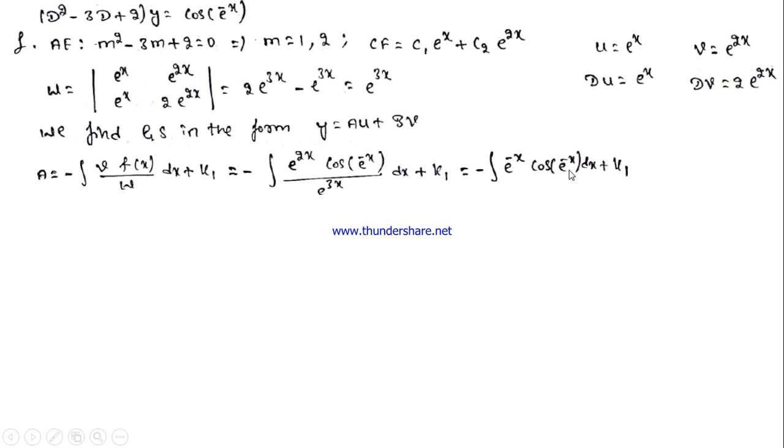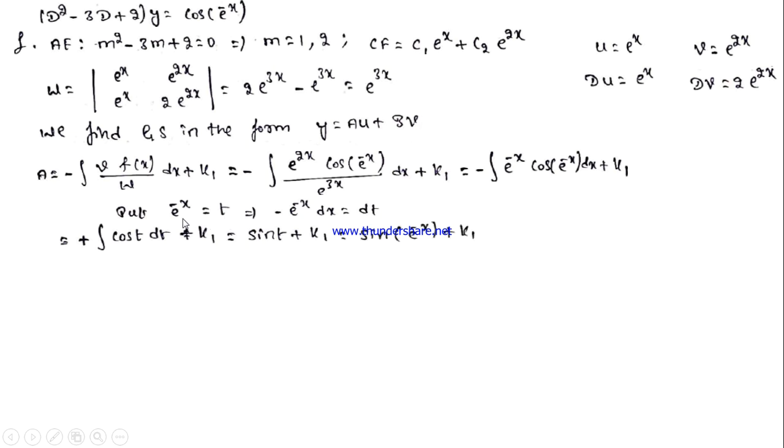I'm assuming that e power minus x is equal to t in this case. That says minus e power minus x dx equal to dt. So minus e power minus x into dx becomes dt. So it is just cos t dt plus k1. Integration of cos t is given by sin t plus k1, but t is nothing but what? E power minus x, so it is sin of e power minus x plus k1.